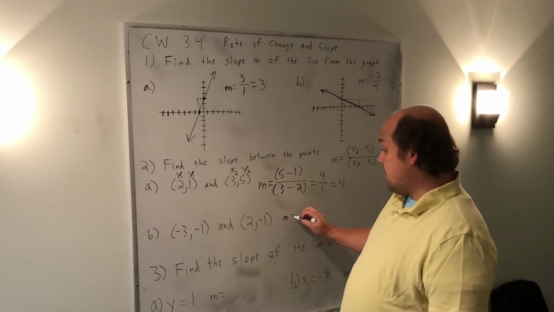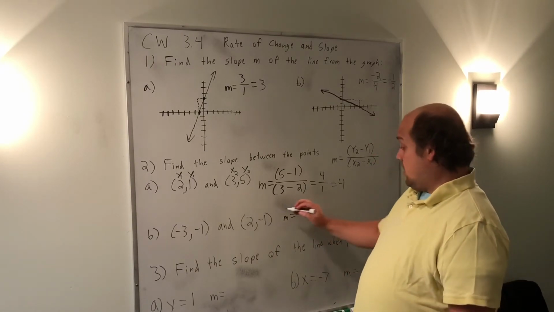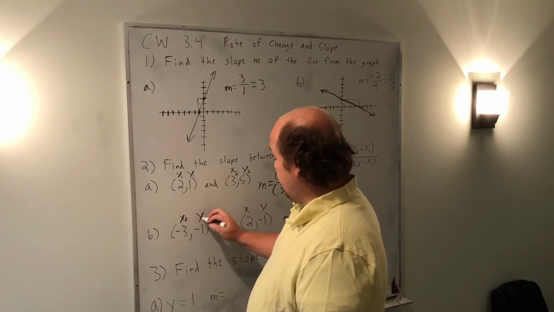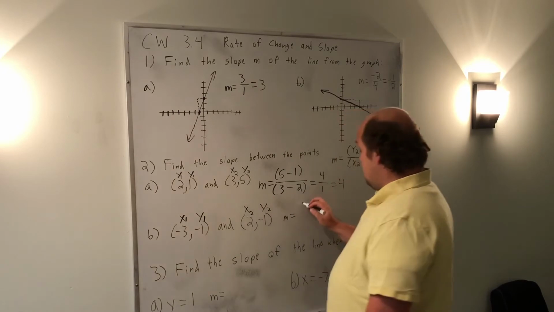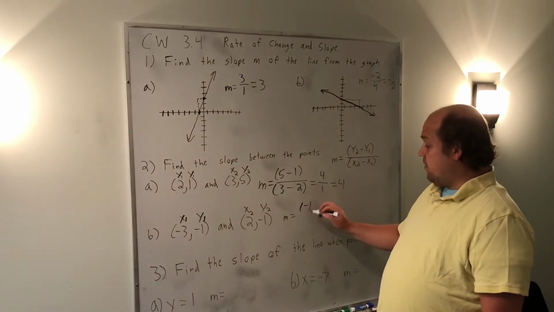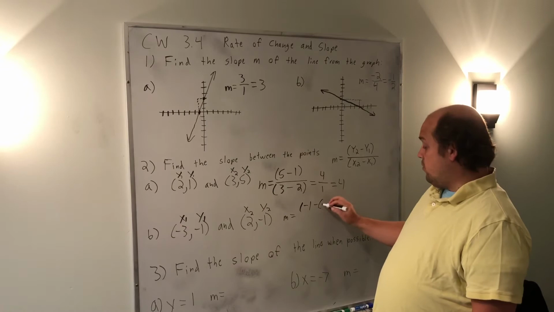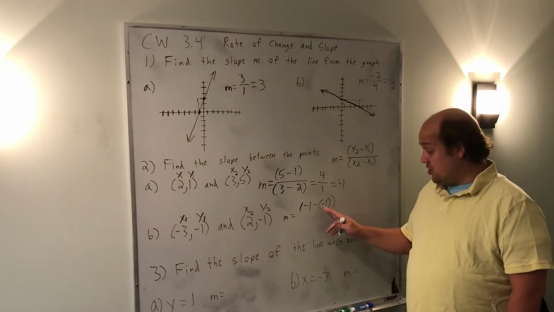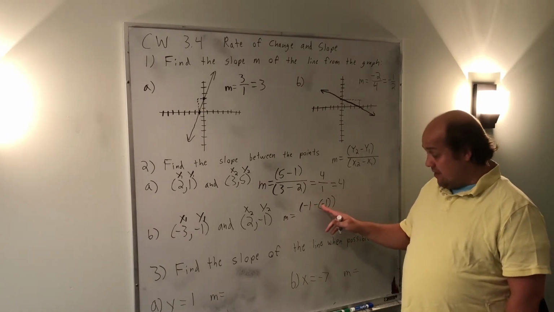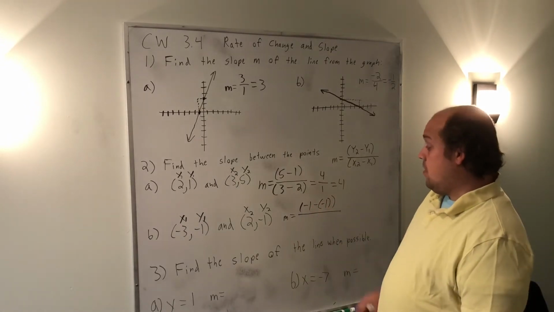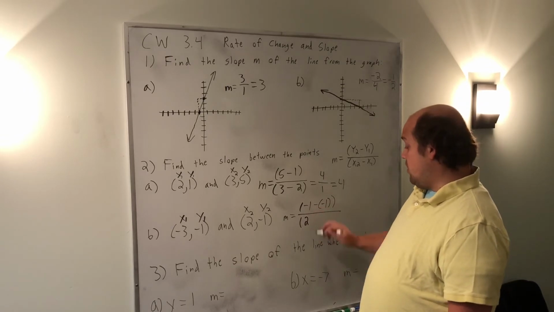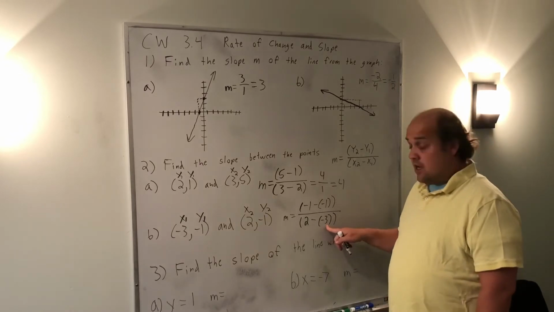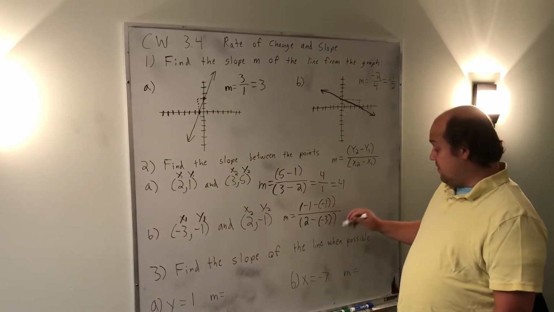When I go to do the second one, m equals, again, I want to label my points x, y, x, y. This is point 1, this is point 2. So my m equals y2, which is -1, minus y1, which is also -1. Notice how I put that second -1 in parentheses, just to remind myself this negative times that negative needs to make a positive. On bottom, we have x2, which is 2, minus x1, which is -3. Again, I'm putting it in parentheses to remember that negative times a negative is a positive.